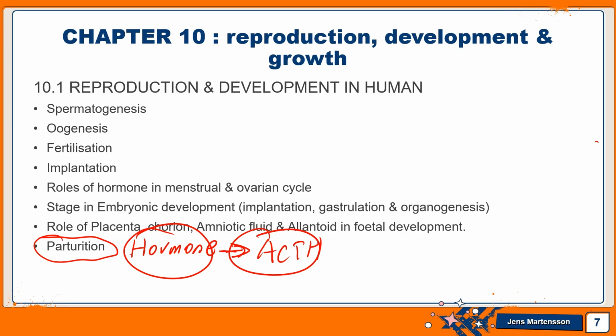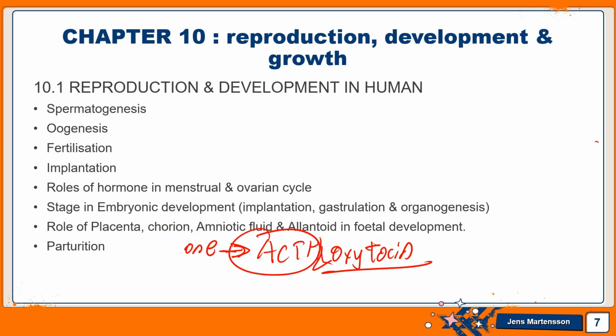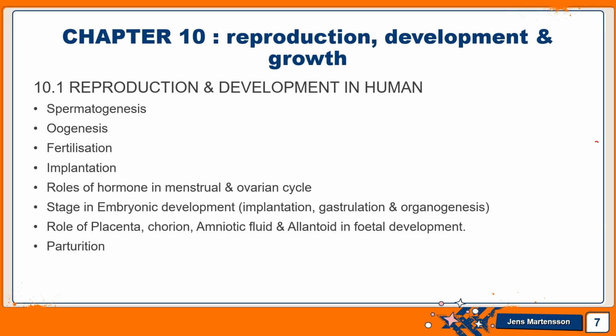And another hormone is called oxytocin. There are two main hormones that play the role in maturation. You have to know that. And there is another graph for maturation. Maturation you have to know. So this is also a new topic to you.